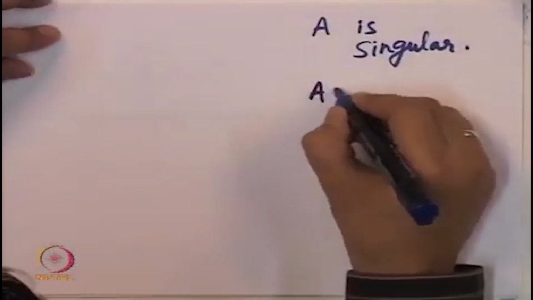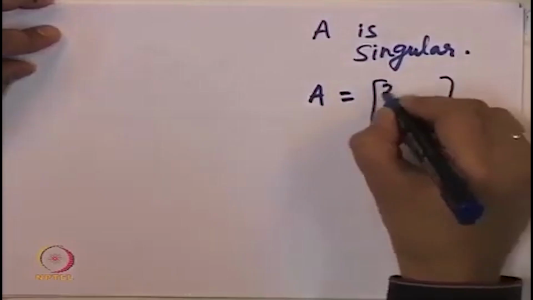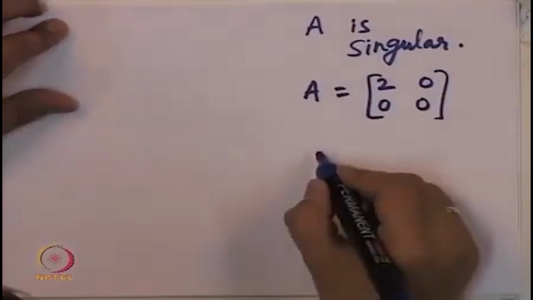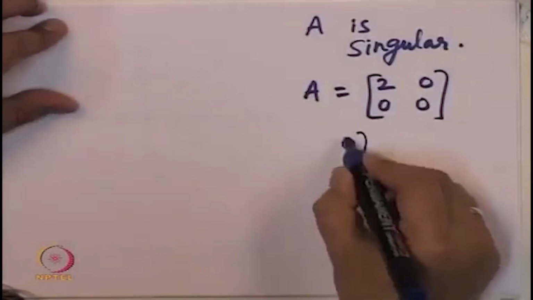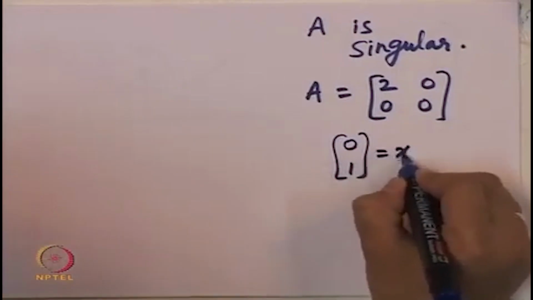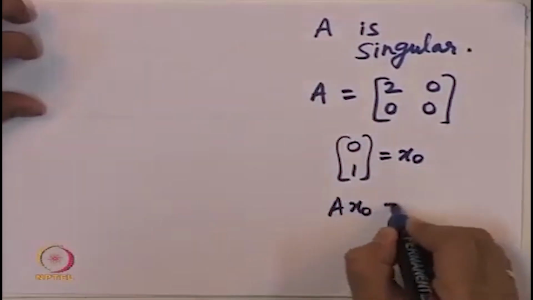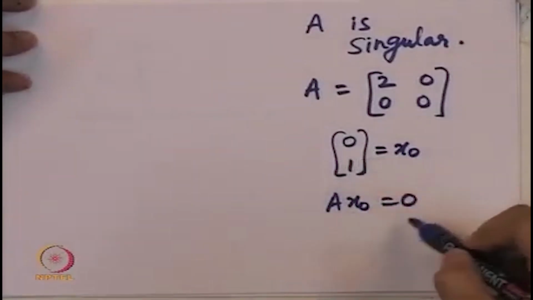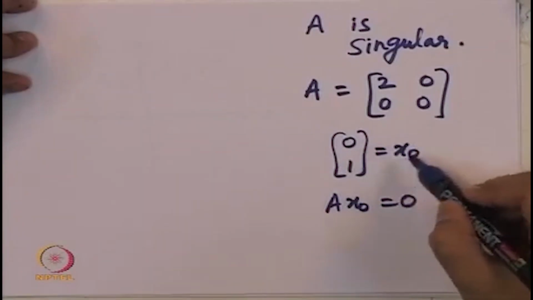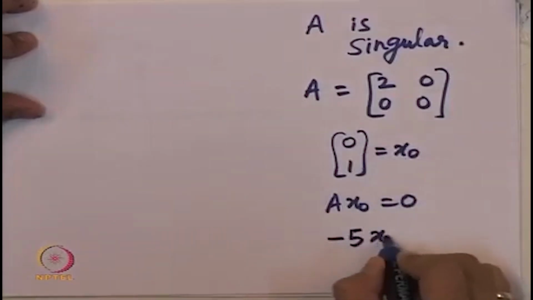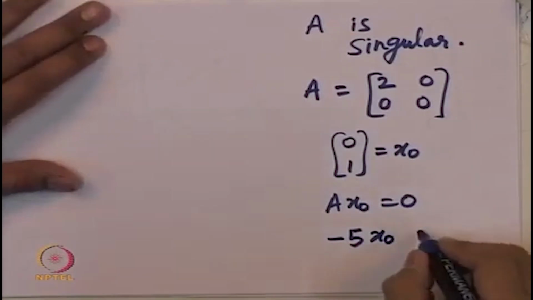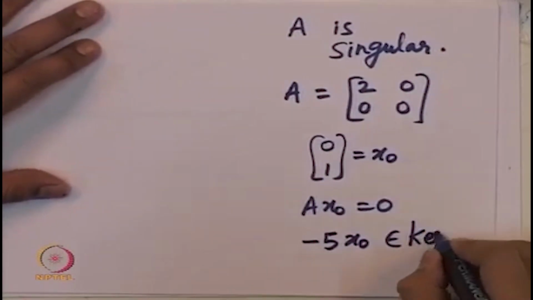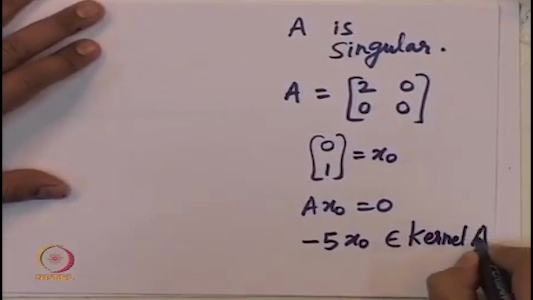So take for example A equal to, in this case, this is an example such that A x naught is equal to 0. This is of course not the only vector x naught that satisfies A x naught equal to 0, because any constant times x naught also is in the null space. The null space is also said to be the kernel of the matrix A.